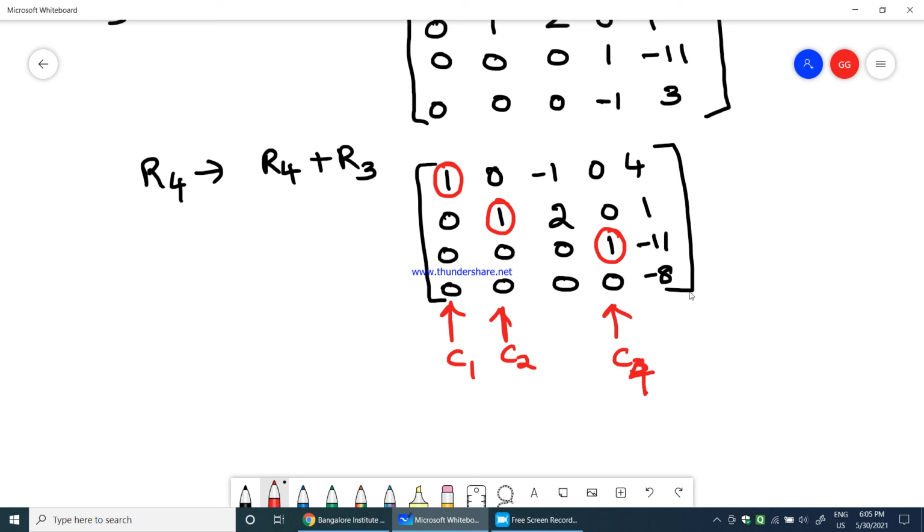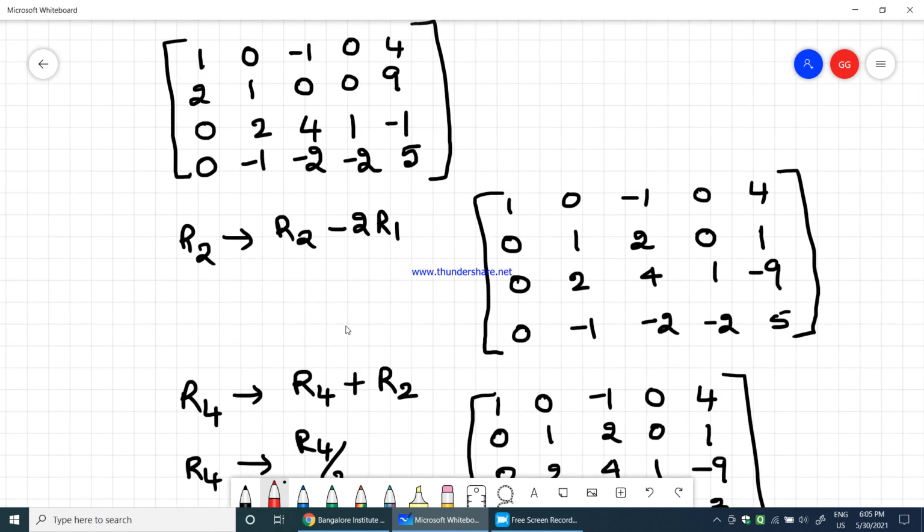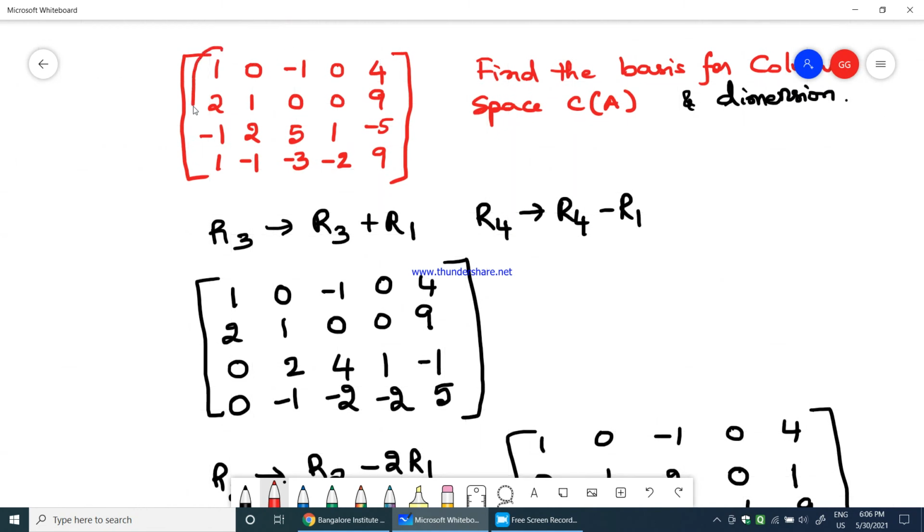Let me write the words in that way, because this is the reduced matrix, therefore these columns will never span. Don't get confused. These columns will never span because you have reduced it in the column space. So what would be the three columns that will span? In the previous problem we have already seen the three columns that will span here: C1, C2 and then C4.